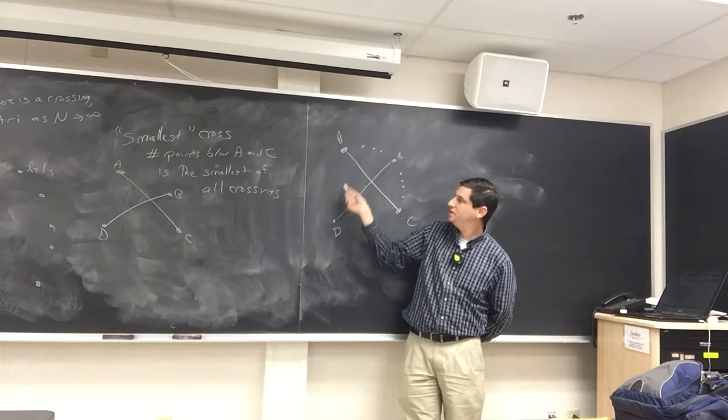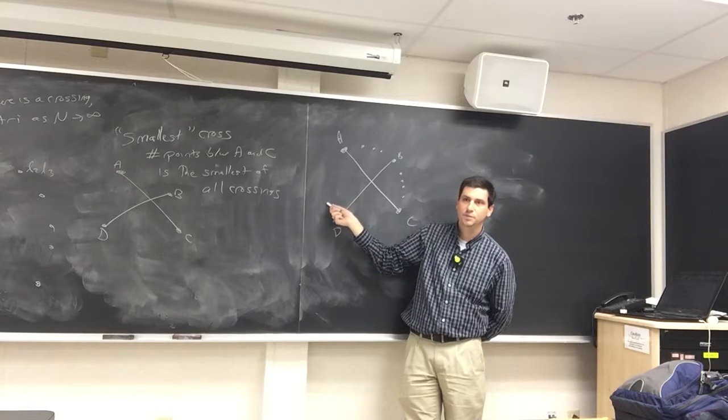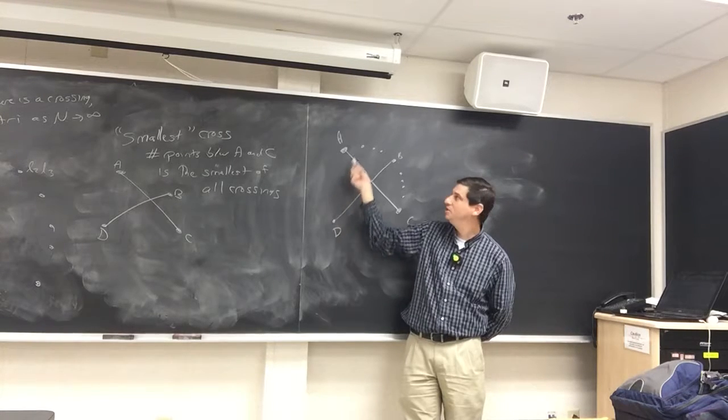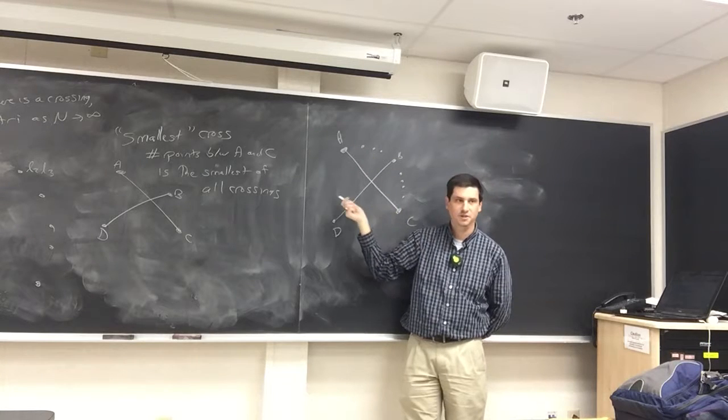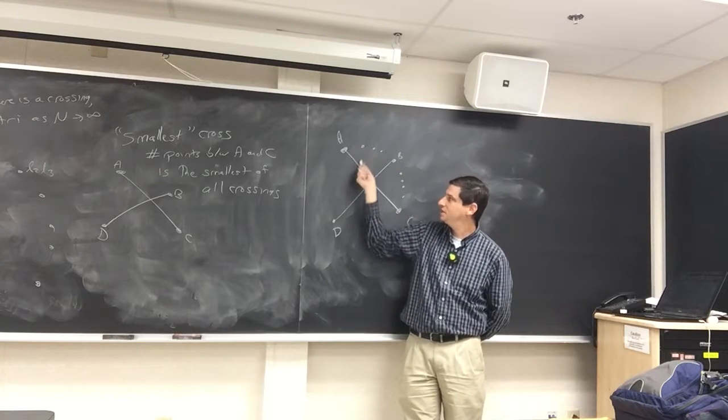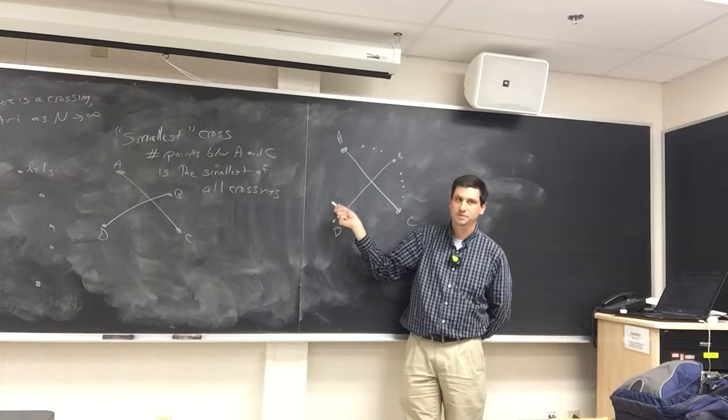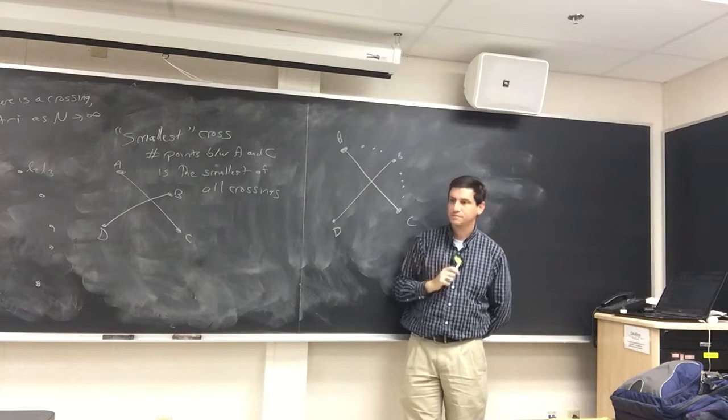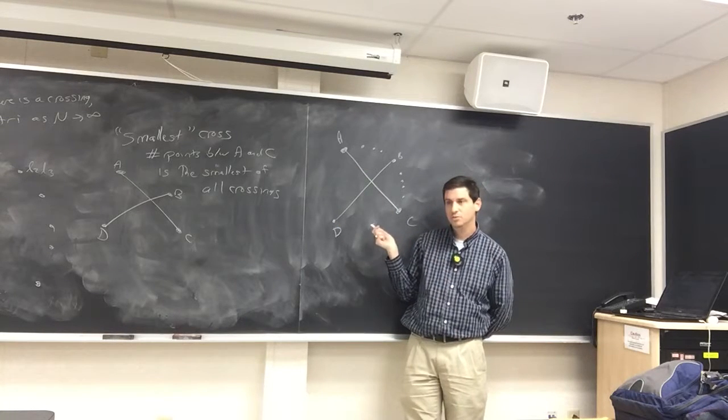Wait, could this be connected to something down here? No. Why not? Because then you would have... Oh, but then that could be the smallest crossing. That could be the smallest crossing, because if this is connected down here, I still have the same number of points between A and C. So these points can be connected down through here. And they could be connected down here as well.